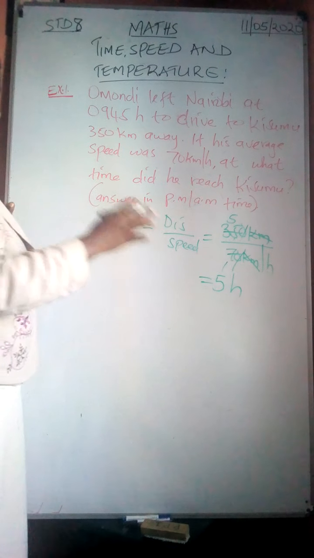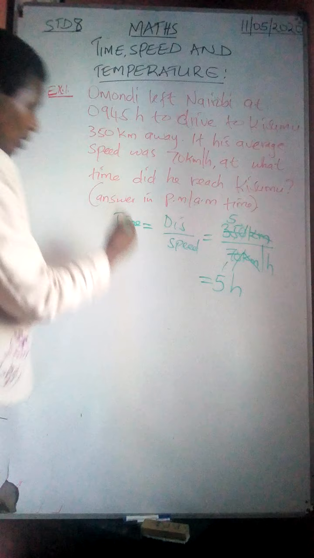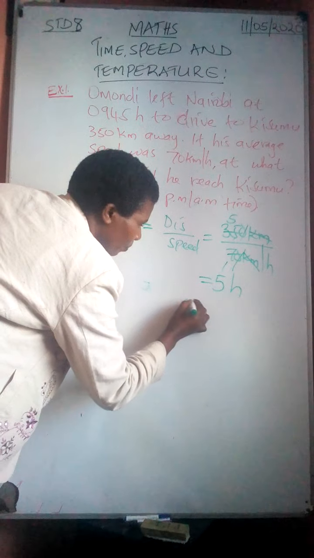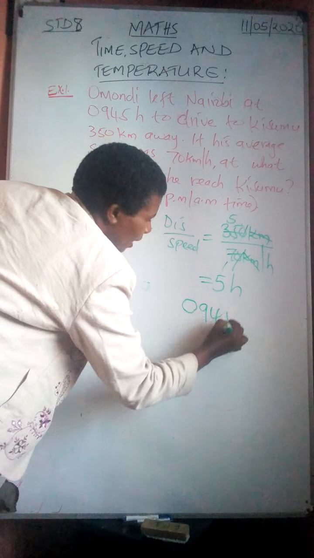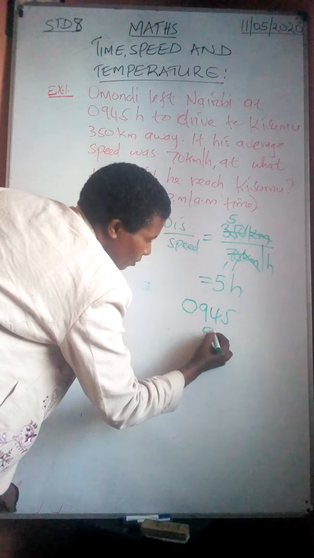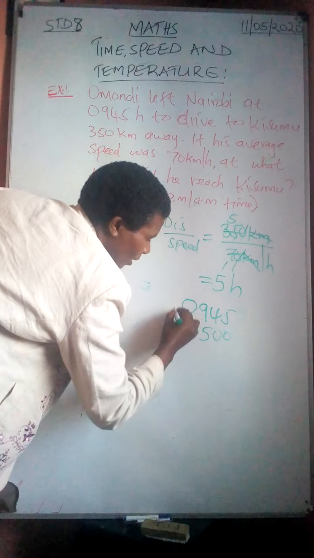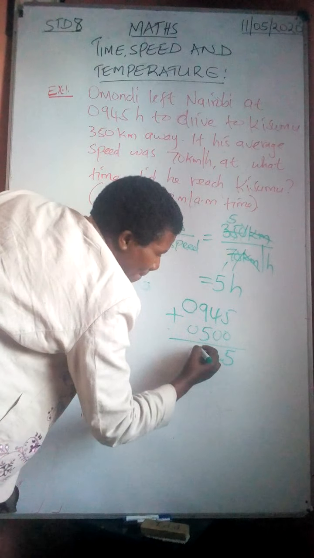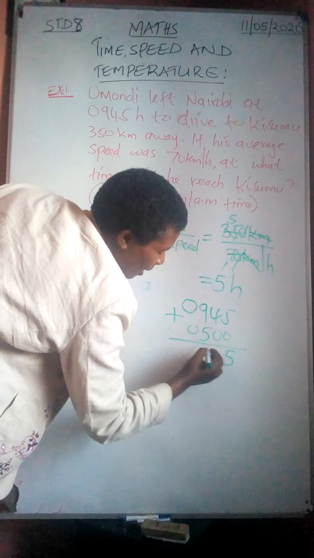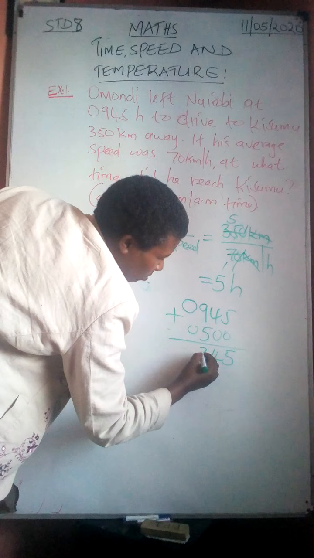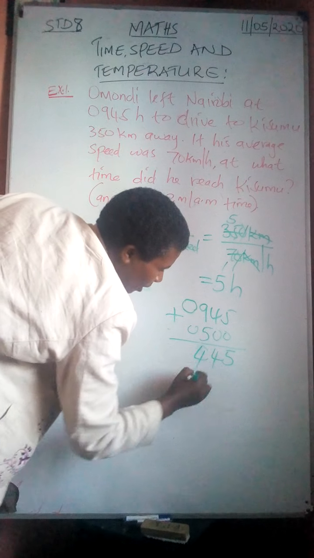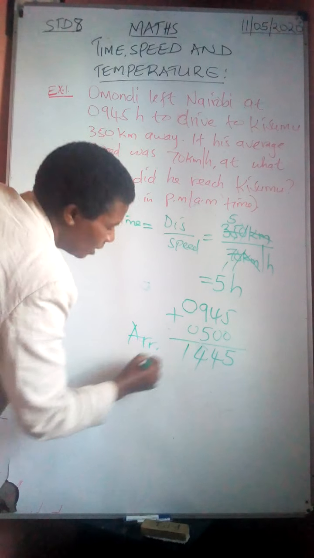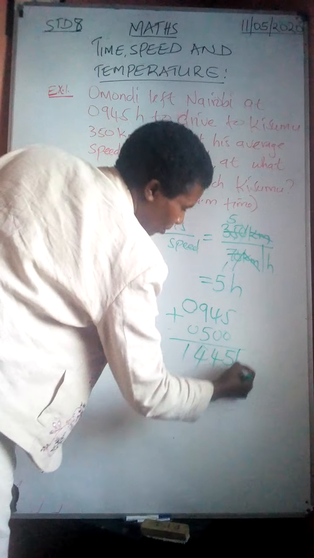take the departure time plus the time duration. Our departure time here is 09:45 plus the 5 hours that he has taken. What do we get? 5, 4. This is 9 plus 5 is 14. So the arrival time for this man is going to be 14:45 hours.